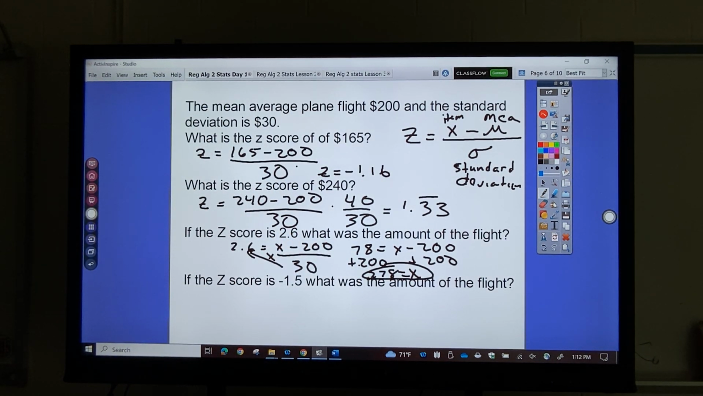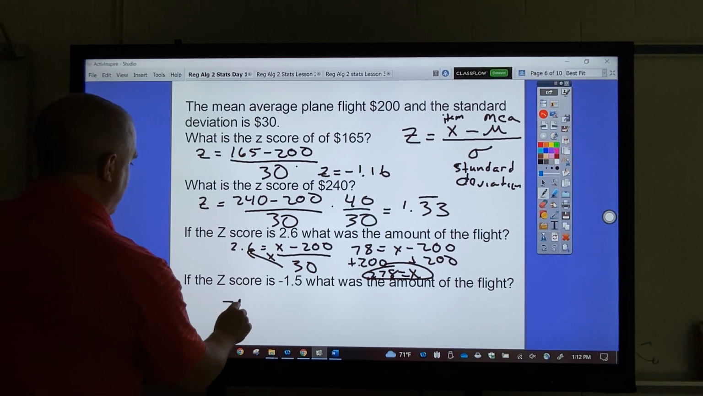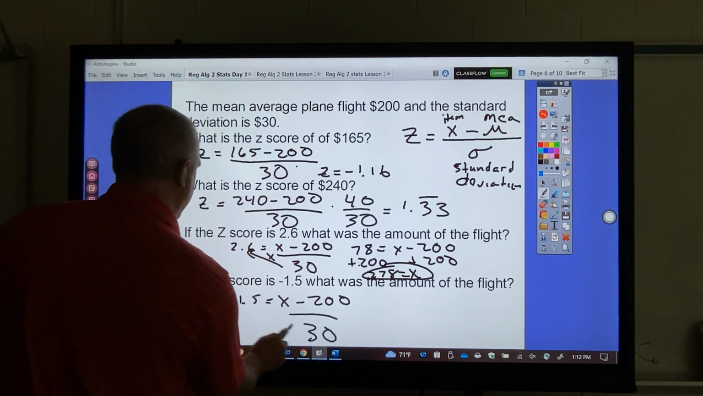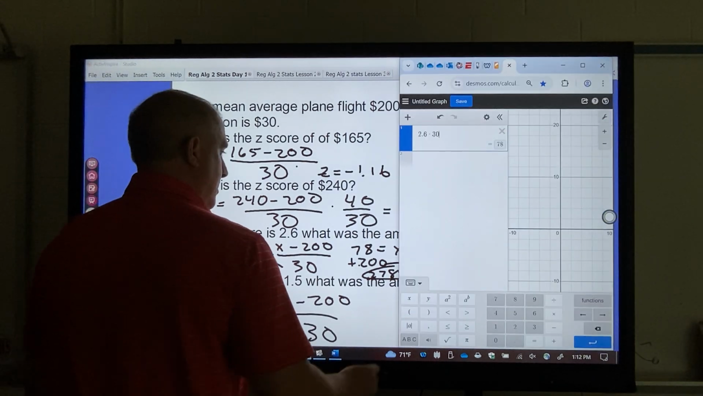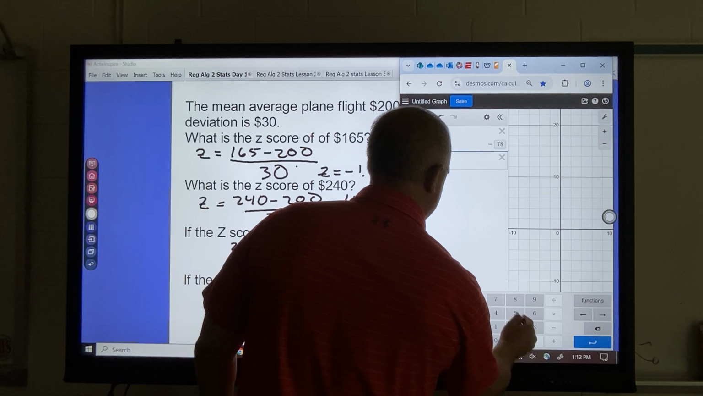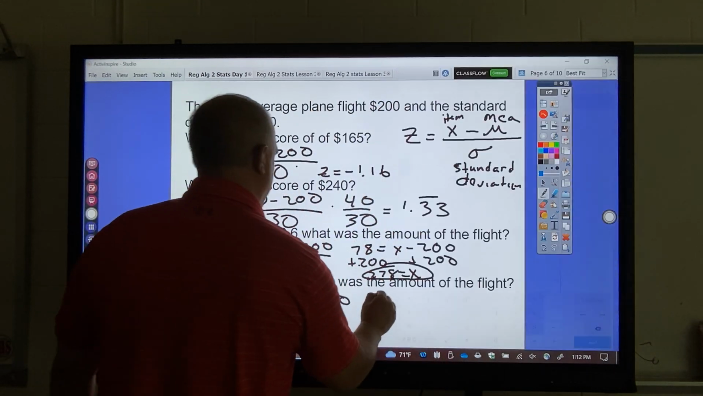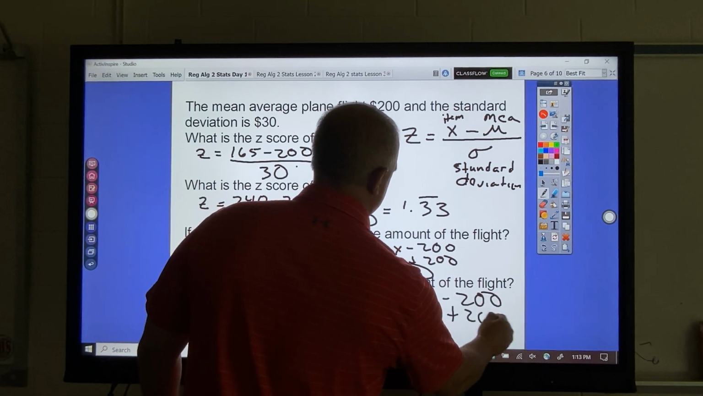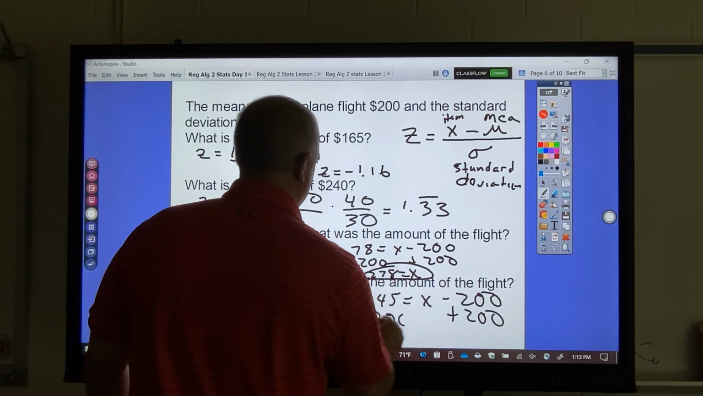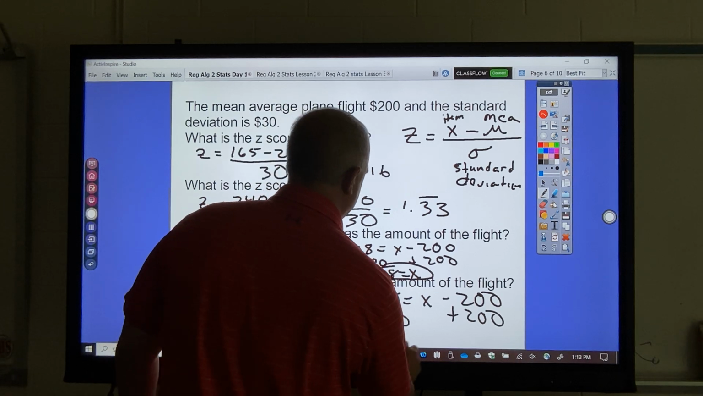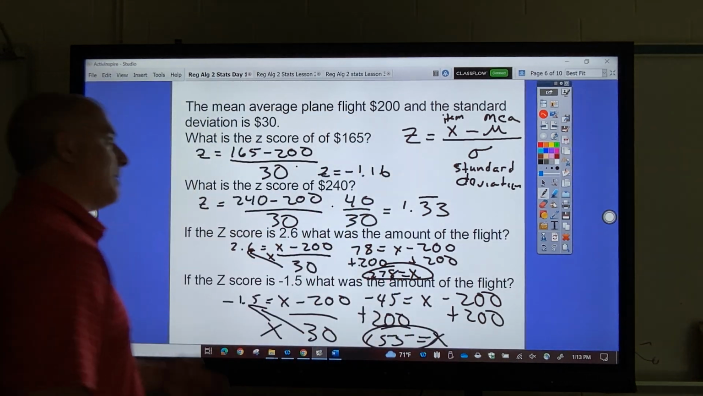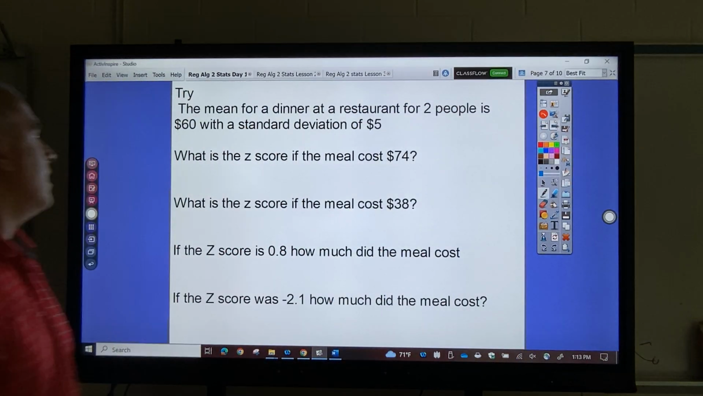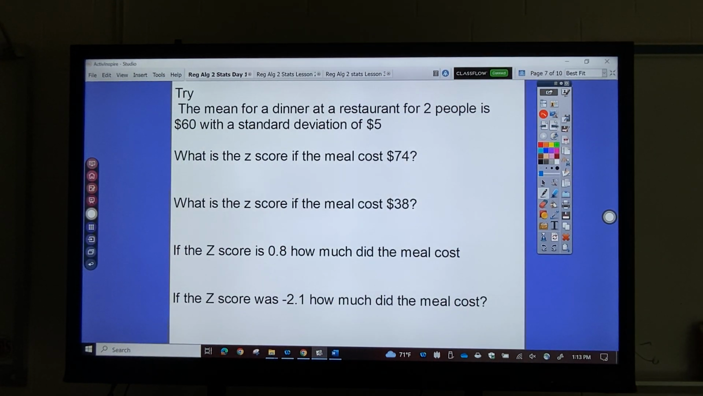If it's a negative z-score, what am I expecting? A number less than the mean. Same deal. I'm going to cross multiply that. Negative 1.5 times 30, that's negative 45 equals x minus 200. Add 200. That's going to be 155 for x, which is what I expect because it's less than the mean. You guys go ahead and try these problems.